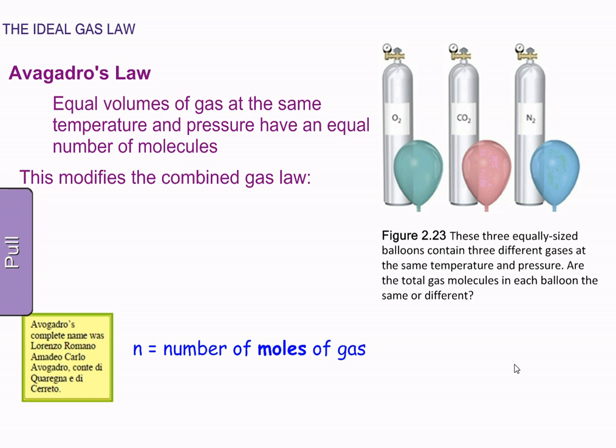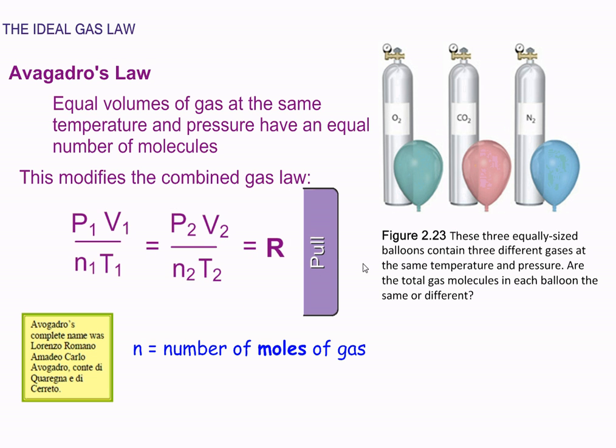We already know that there's a relationship between pressure, volume, and temperature. Now, with Avogadro's law, we can see that there's also a relationship with the number of molecules. So this modifies the gas law a little bit. P1V1 over N1T1 is P2V2 over N2T2. N is the number of moles of gas. And that constant has a specific letter: we use the letter R for the ideal gas law constant.